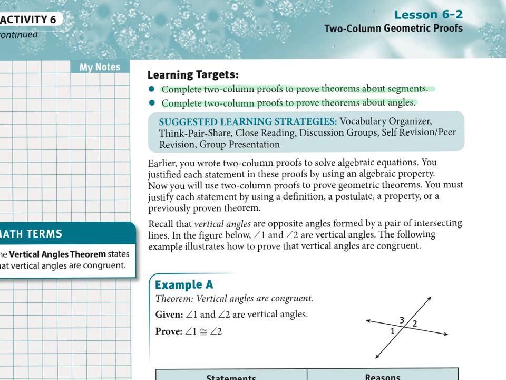Now, earlier, we wrote two-column proofs to solve algebraic equations. You justified each statement in these proofs by using an algebraic property. Now what we're going to do is use two-column proofs to prove geometric properties. You must justify each statement by using a definition, a postulate, a property, or a previously proven theorem.